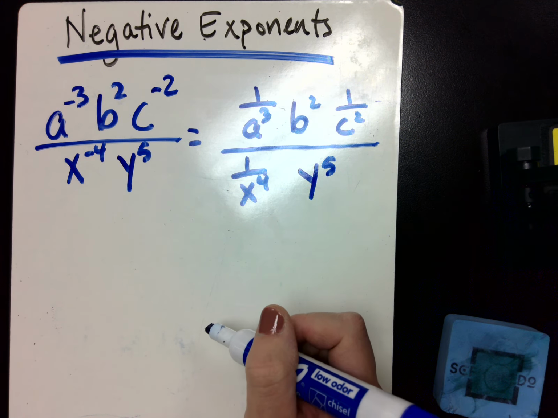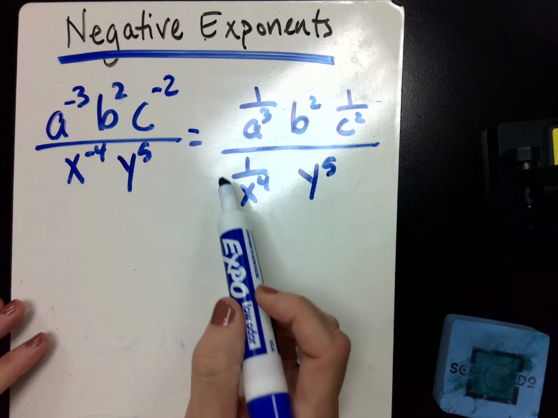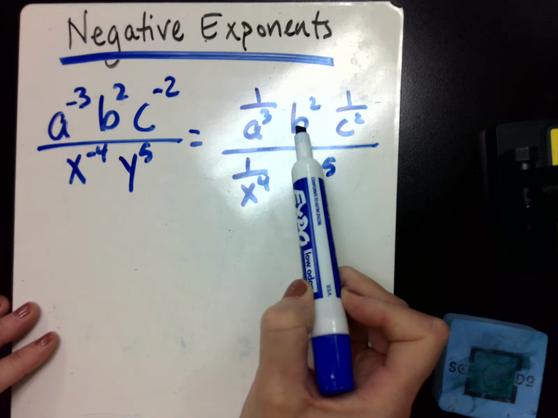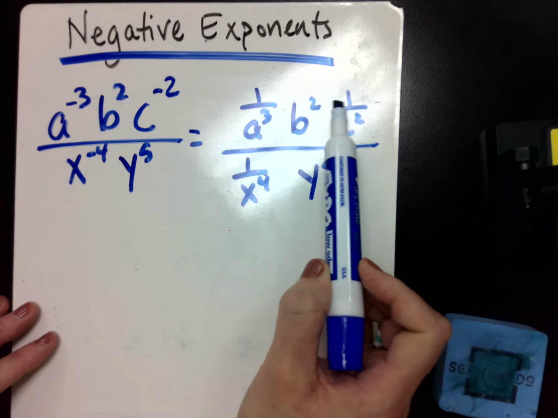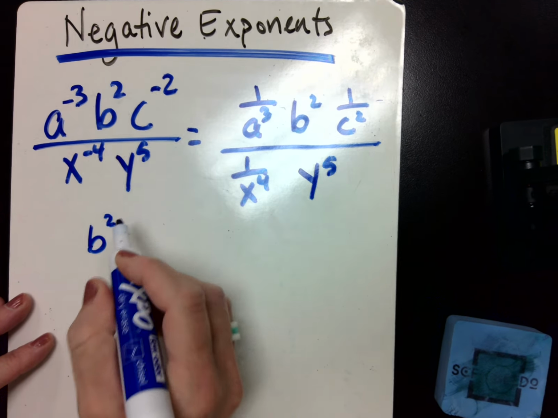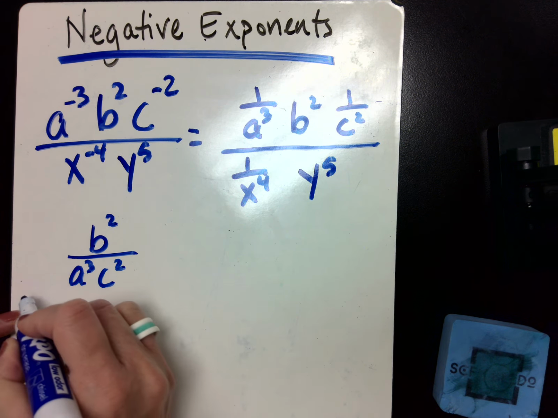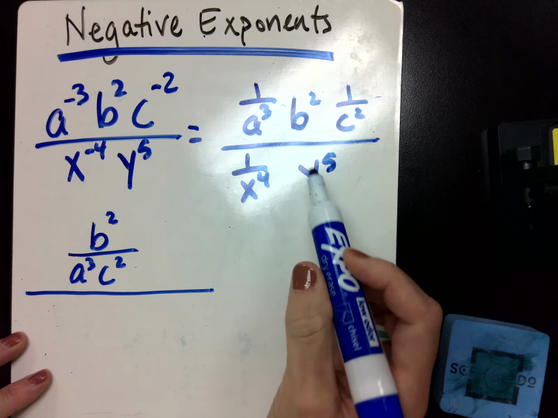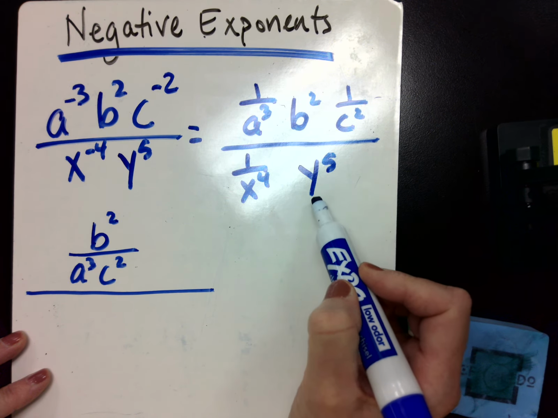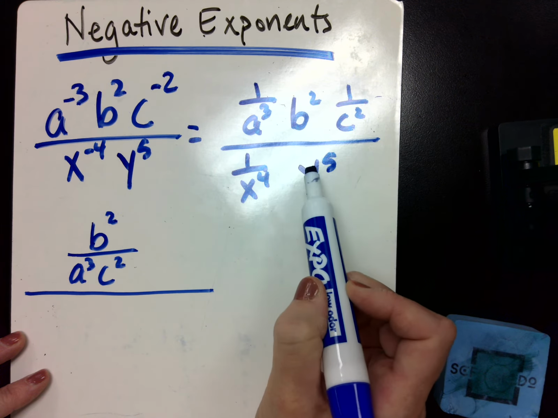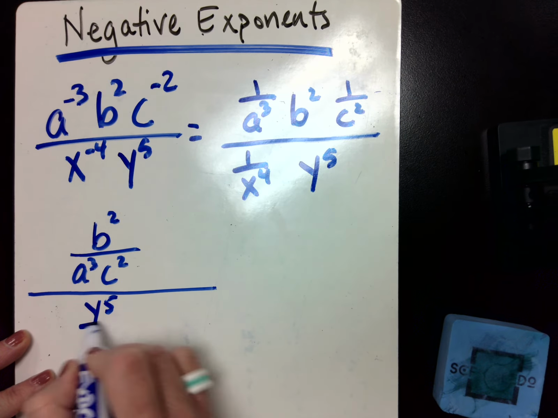When you do all of that work, it will look something like this. On the top, the b squared has a 1 underneath it, so you end up with 1 times b squared times 1. So on top, you have b squared. On the bottom, you have a cubed c squared. That whole thing is getting divided by this. Well, this is 1 over x to the fourth times y to the fifth. The y to the fifth has a 1 underneath it, so you're just doing 1 times y to the fifth over x to the fourth. Well, that's just y to the fifth over x to the fourth.